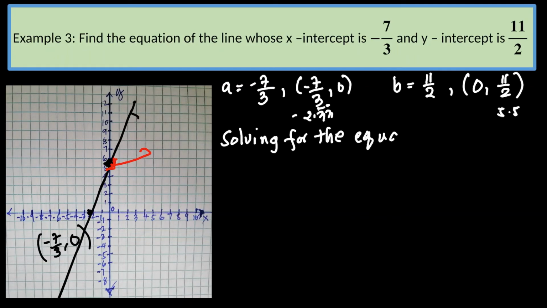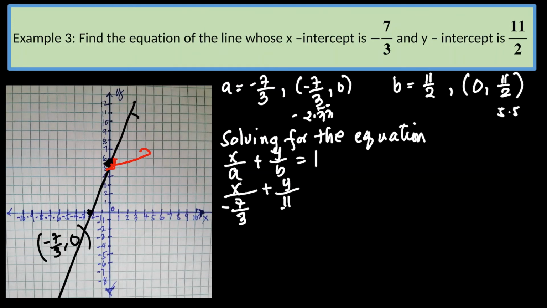All right, for the equation. Okay, so let's have x over a plus y over b equals 1. Now we are given the x-intercept, so let's have x over negative 7 over 3 plus y over 11 over 2 equals 1. Okay, so simplifying this, let's take the reciprocal of the denominators.